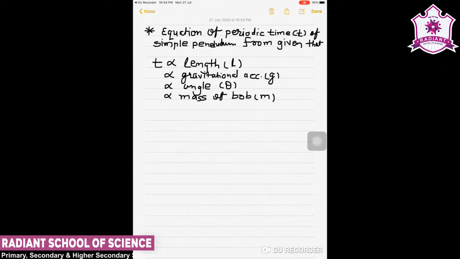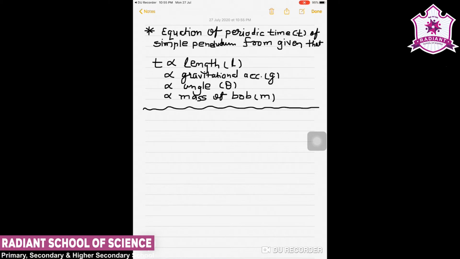So now here we are provided that periodic time T depends upon these four quantities, say length L, gravitational acceleration g, angle theta, and mass of the given bob m. Now we have to derive the equation of periodic time T from the given information. So first of all, in this type of case, we are taking a few steps. There is one trick for how we can perform this example.